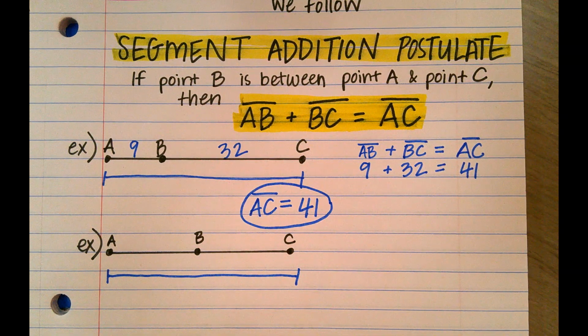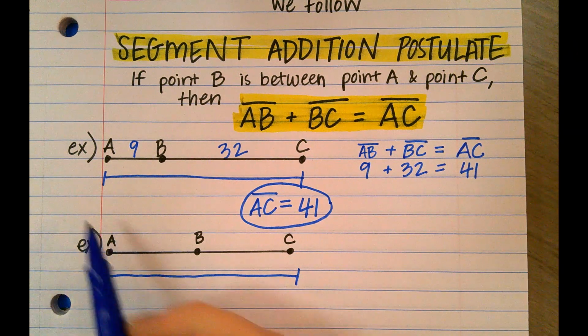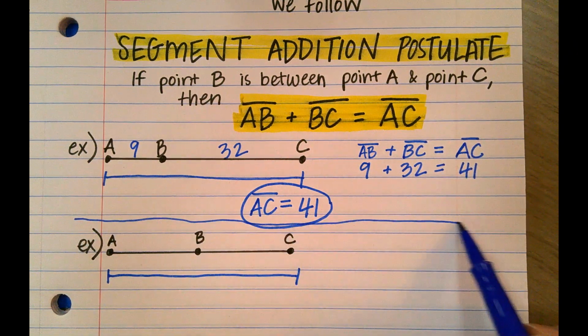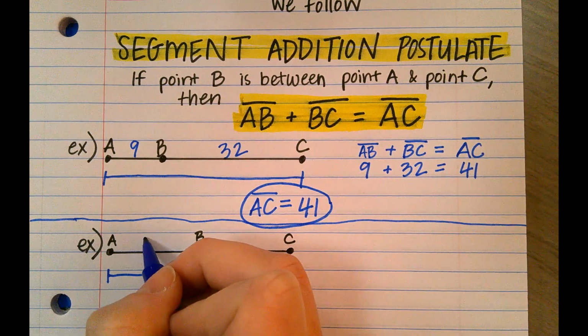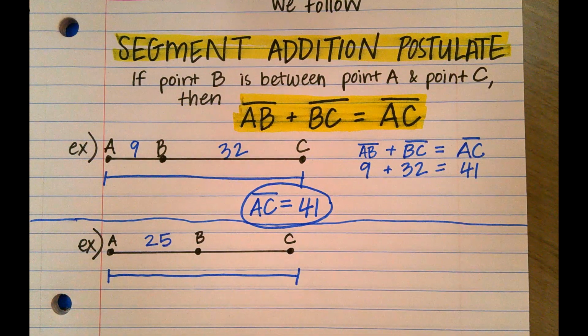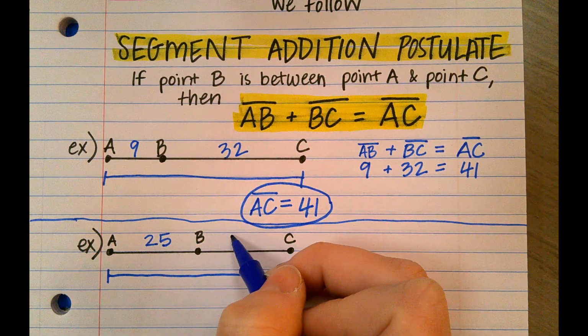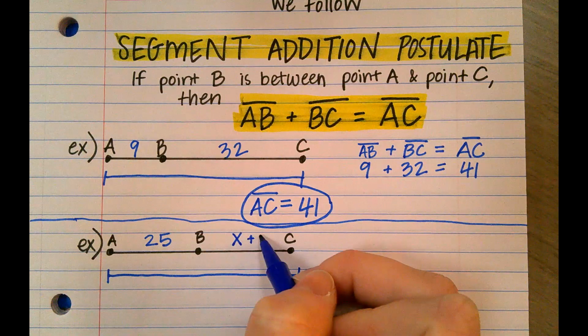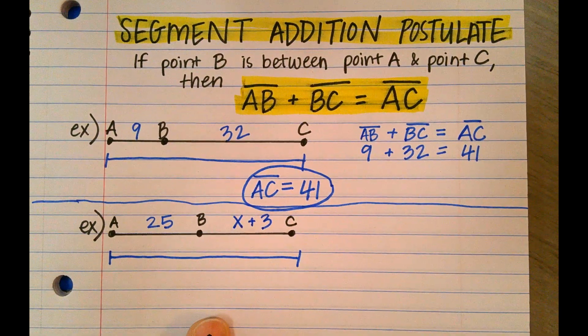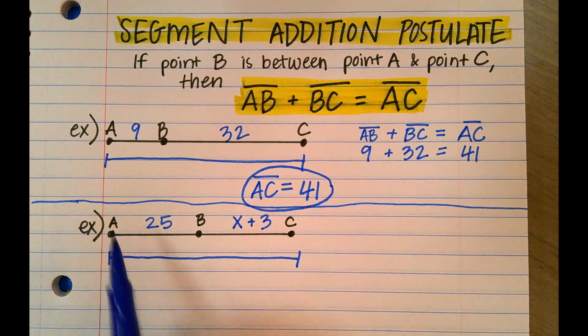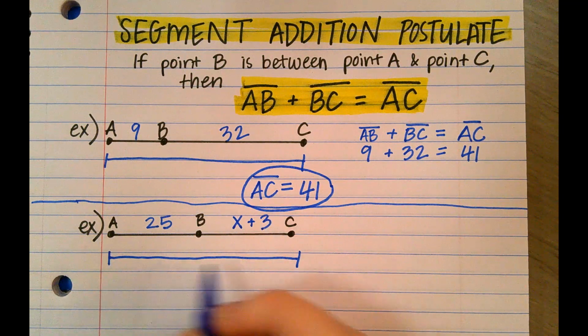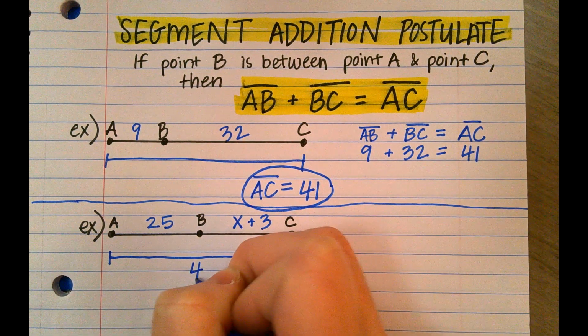And this time we will put, let's draw a line here to separate the examples. Let's say this is 25. This is X plus 3. And this bottom length, I'm going to actually give you a length here. From A to C, the whole thing. Let's say this is 45.